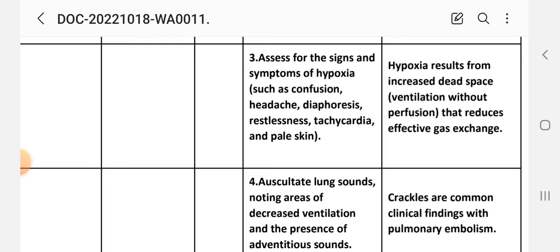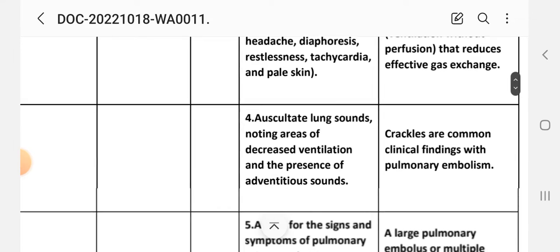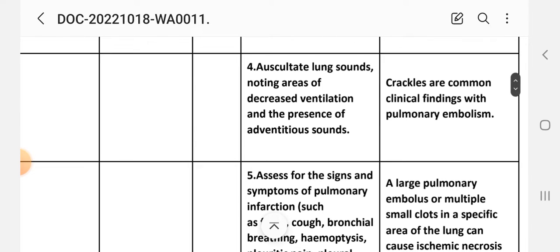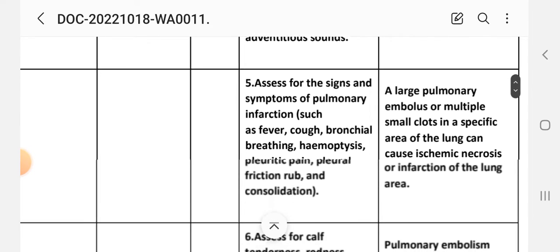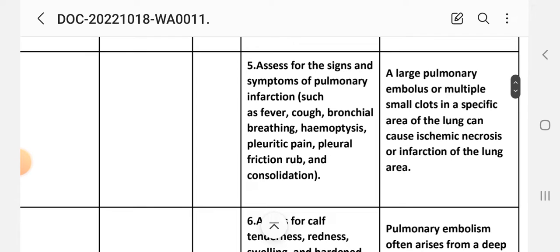Rationale: hypoxia results from increased dead space ventilation without perfusion that reduces effective gas exchange. Number fourth intervention, auscultate lung sounds, noting areas of decreased ventilation and the presence of adventitious sounds. Rationale: these are common clinical findings with pulmonary embolism.